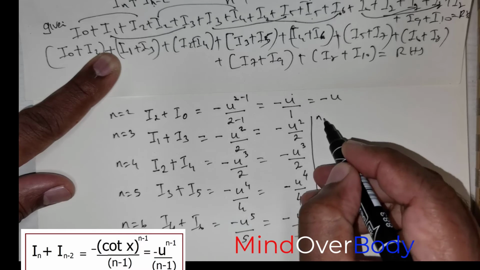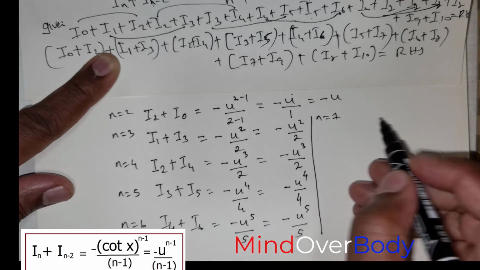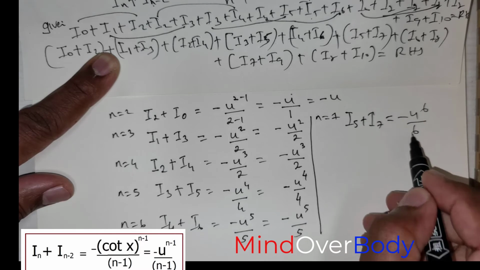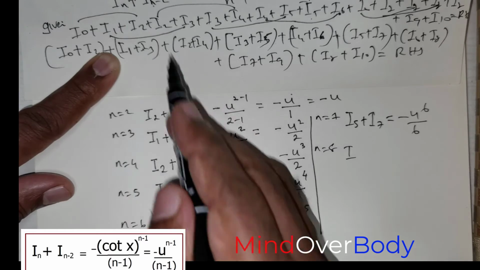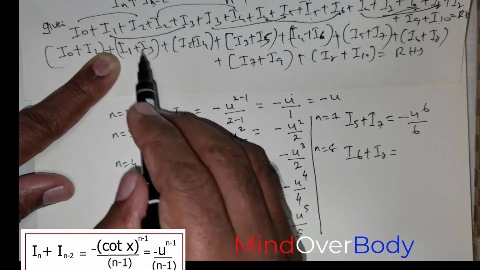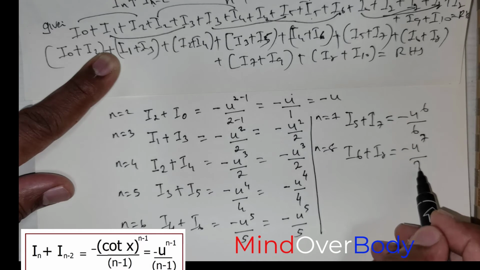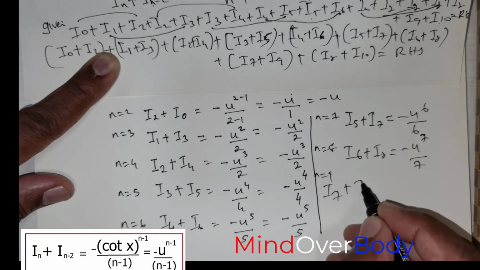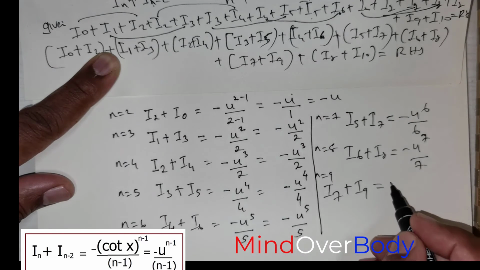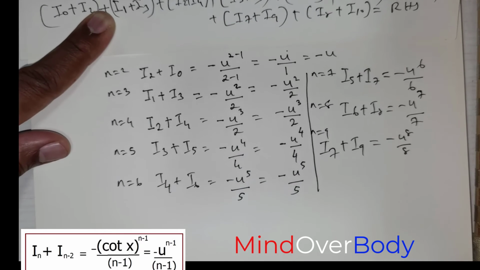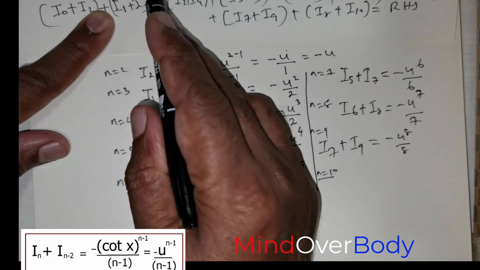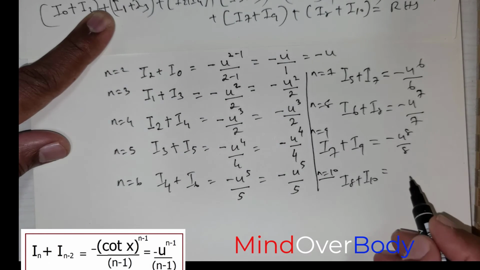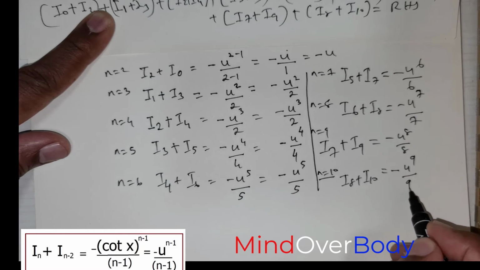Now n is equal to 7. Let me use the space here, and that would give me I5 positive I7 is equal to negative u6 divided by 6. N is equal to 8 would give me I6 positive I8 is equal to negative u7 divided by 7, and n is equal to 9 would give me I7 positive I9, which is equal to, 9 means negative u8 divided by 8, right? So next is n is equal to 10. N is equal to 10 would give me I8 positive I10 is equal to negative u9 divided by 9.